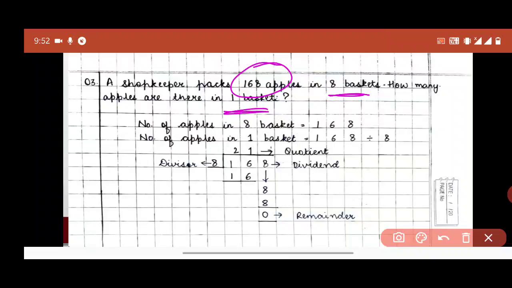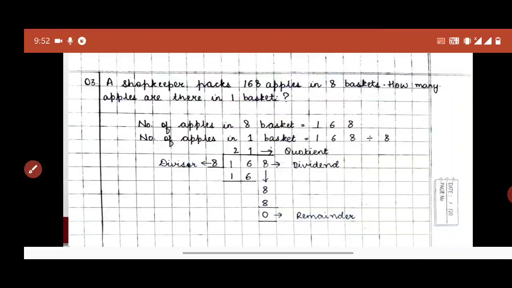So we will divide. Let's frame the sentence. How many apples were there in 8 baskets? 168. And how many apples in one basket? We will find it out by dividing both the numbers, keeping the bigger number inside and the smaller number outside.